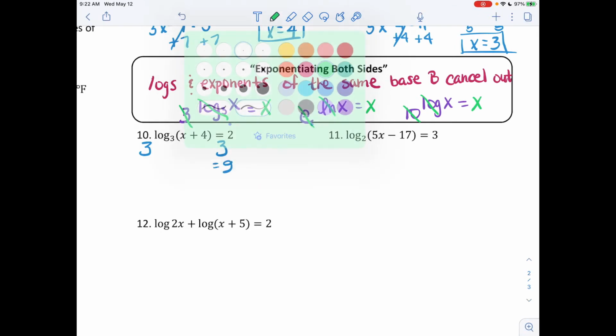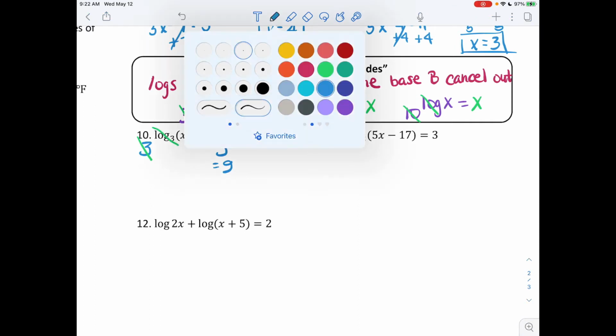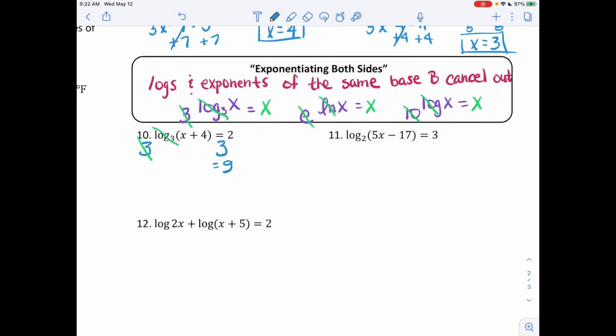On this other side, remember that the whole reason for exponentiating, I know that's a big word, making it an exponent, is that the base of 3 on the exponent and the log with the base of 3 will cancel, and I am simply left with whatever was in the exponent. It kind of falls out. X plus 4. Now I have a really simple algebra equation. I can just subtract 4 from both sides and get a final answer of x is equal to 5.